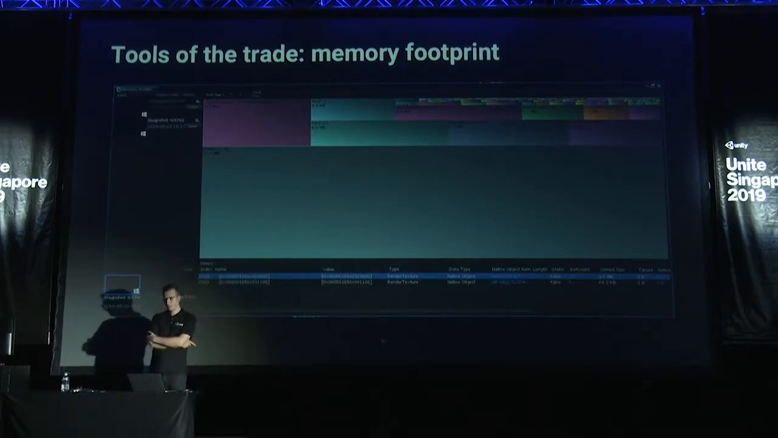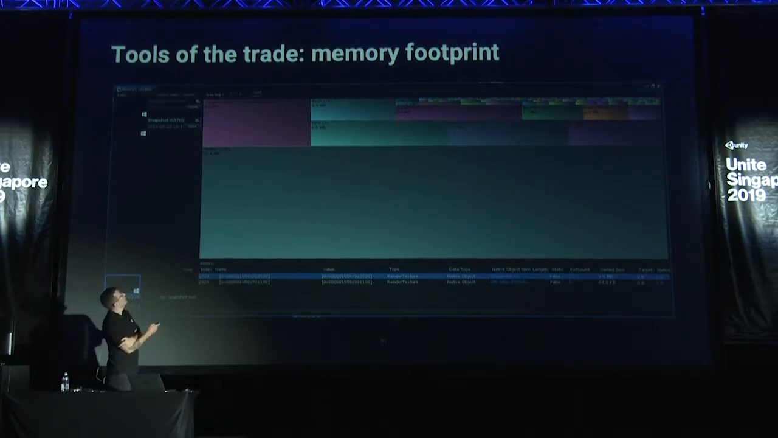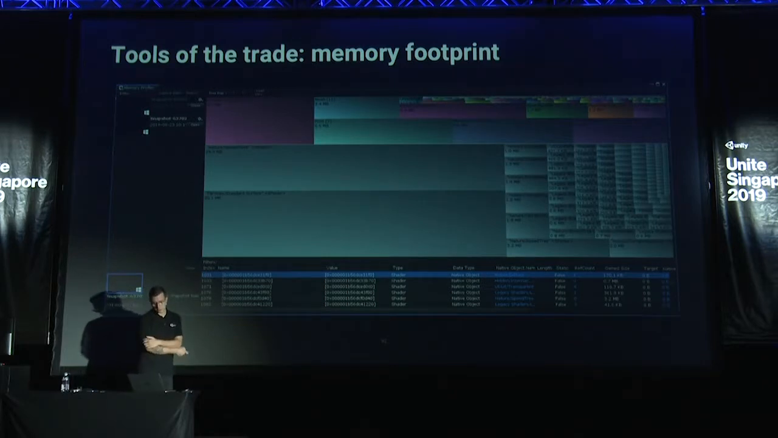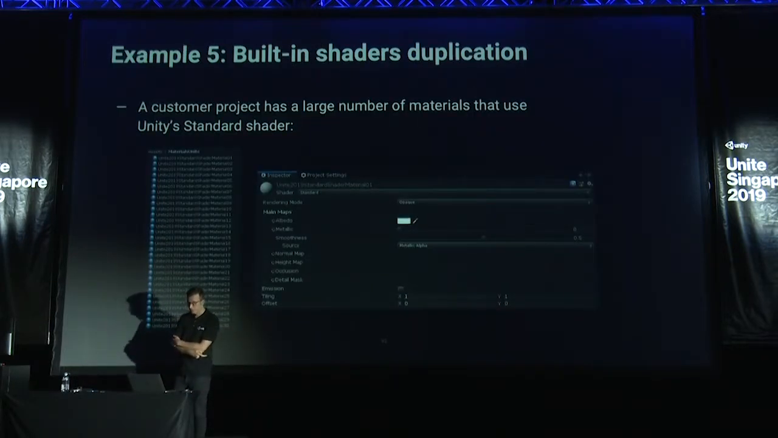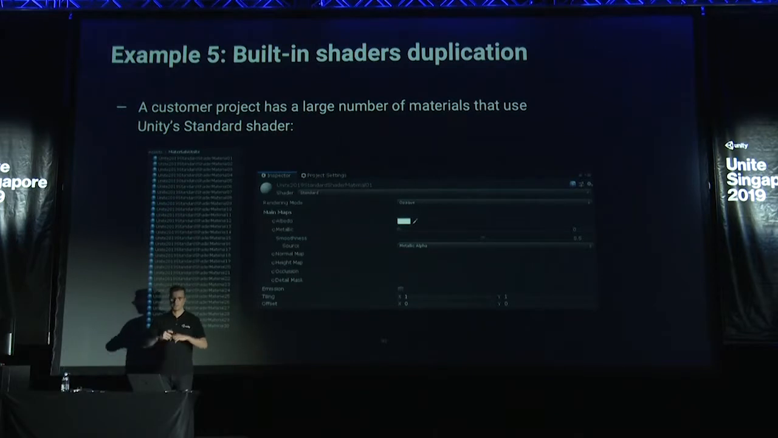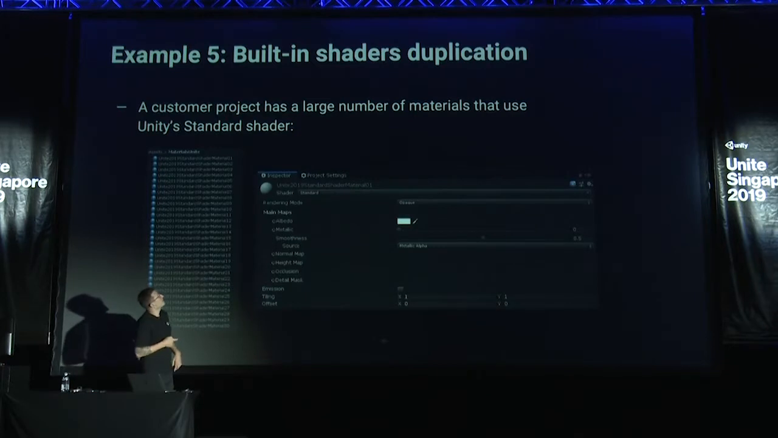So this is how the memory profiler in Unity looks. Each of these rectangles represents one allocated block of memory. And you can see that there are 145 shaders. And if we select any of these blocks, it will further expand and show us what is inside. So the next example was a customer project, and this is actually not very obvious. The customer had a really large number of materials, and each of the materials was using the Unity standard shader.